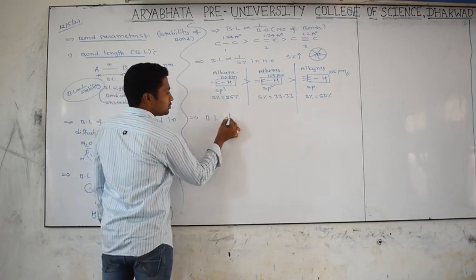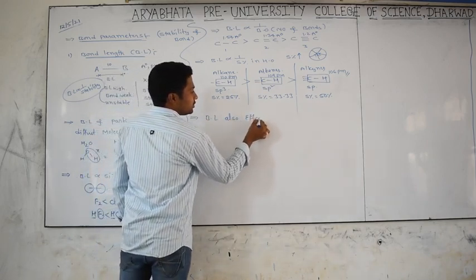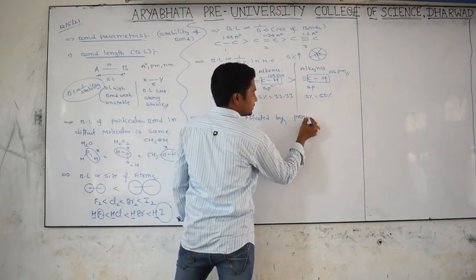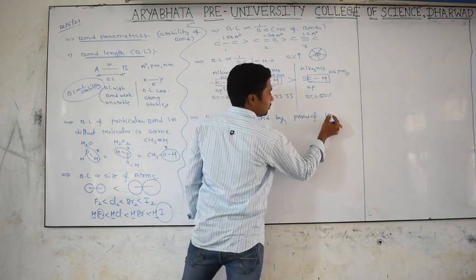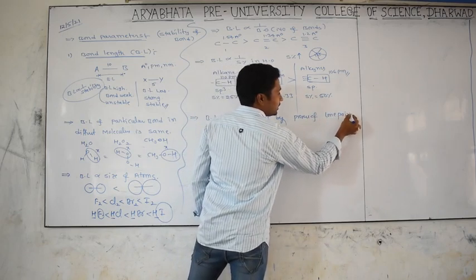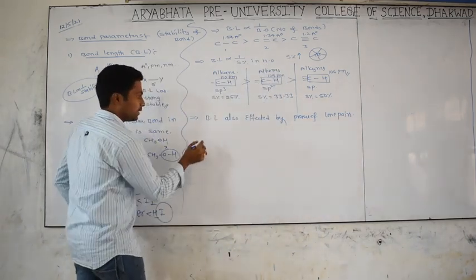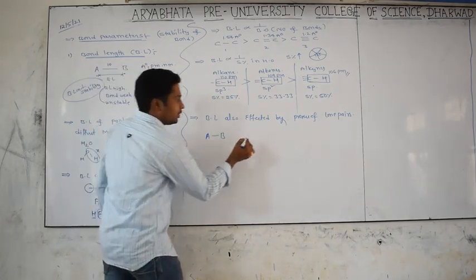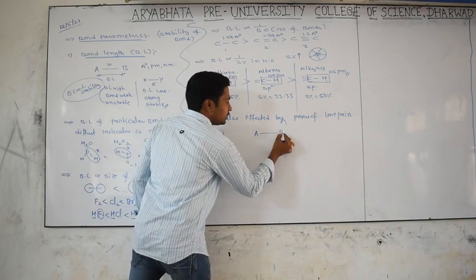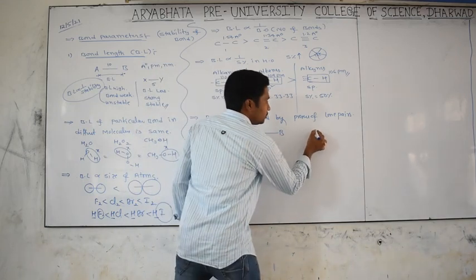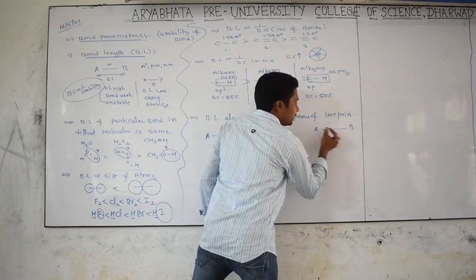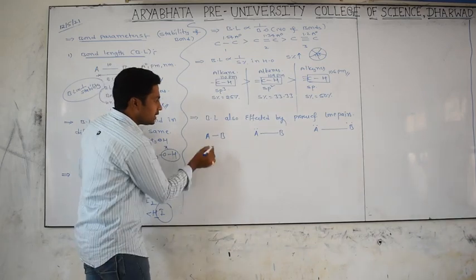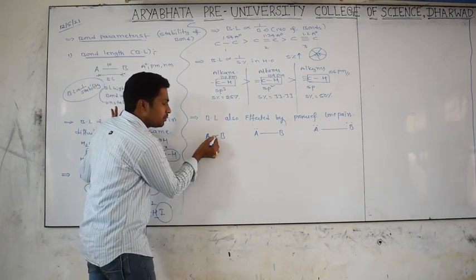Bond length is also affected by which one? Lone pairs, the presence of lone pairs. I think you already know this from VSEPR theory. What is the concept? Just take AB atoms, with only a bond pair, no lone pair. Now I am taking AB atoms with one lone pair. And now the same AB atoms with two lone pairs. Did you observe?